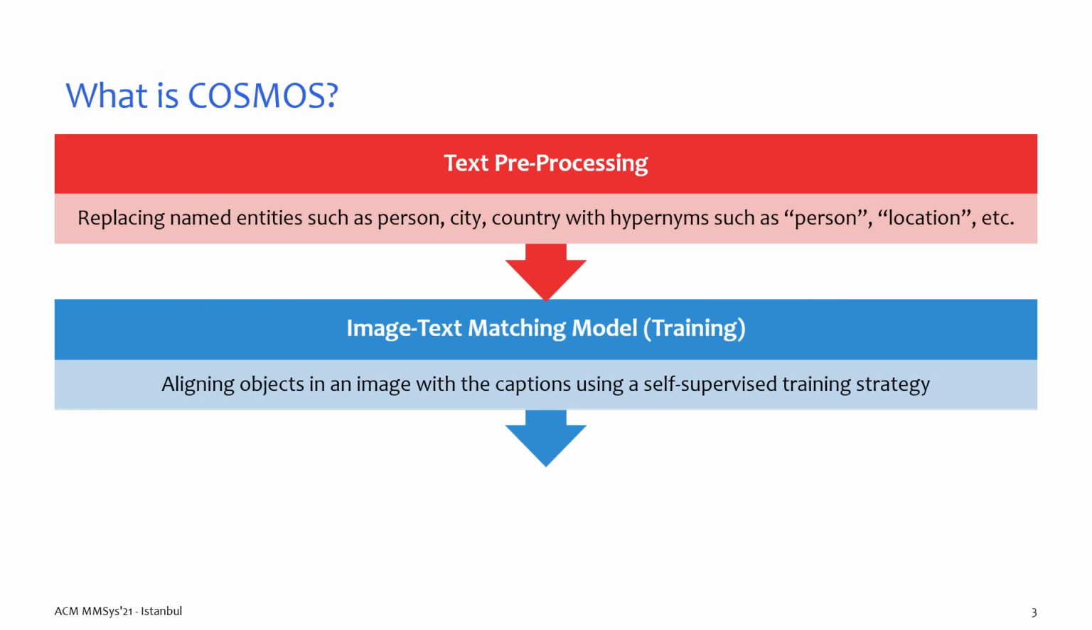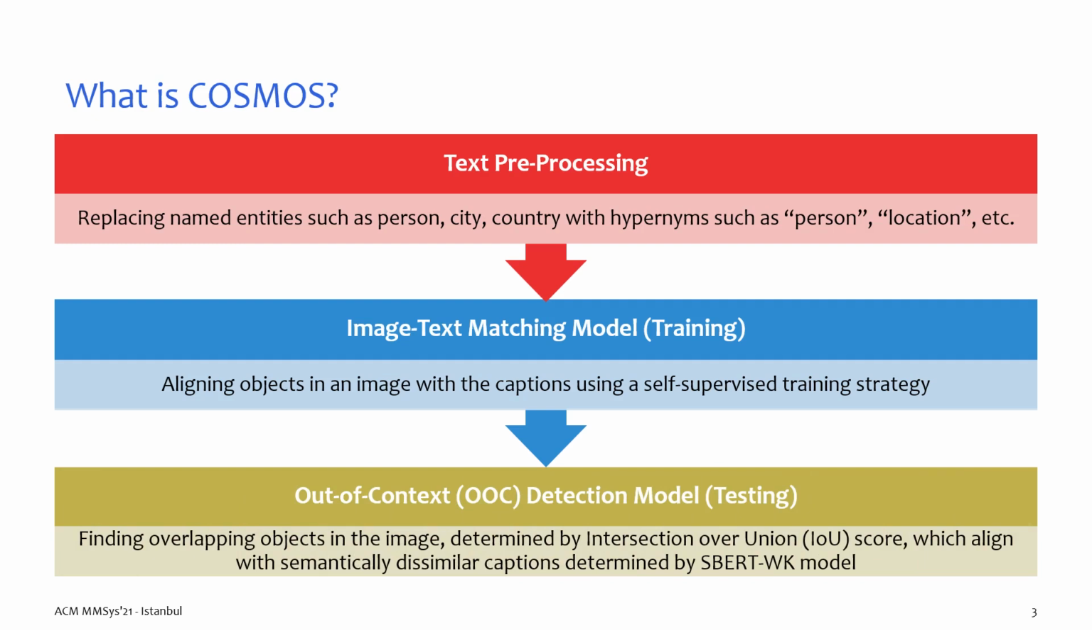It trains a model. I can give an image and a caption to this model, and the model tells me the alignment scores of the objects in the image with the caption text. Cosmos considers at most 11 objects, one of them being the entire image itself. Then in the last stage, which is the testing phase, Cosmos can finally look at the semantic similarity of the captions, and it uses an SBERT WK model for this purpose. Then it also checks the amount of overlap between the objects that these captions refer to, and it uses an intersection over the union score for this purpose.